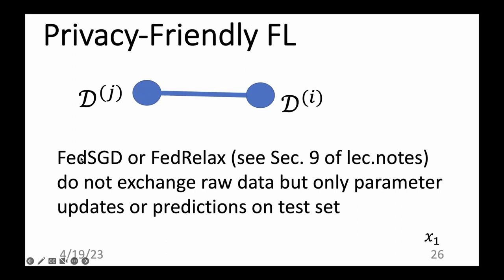And just to remind you, in federated stochastic gradient descent and this federated relax algorithm that you can also find in section 9 of the lecture notes, at no point is raw data exchanged. So there are no data points from these local data sets exchanged, but we only exchange gradients, or essentially parameter vector updates between them, or we exchange predictions on a test set. So we train here a local model, which gives a hypothesis at node i. And what we exchange then with the other node is the predictions of this hypothesis on a common test set. This is what is revealed. But at no point we share raw data.